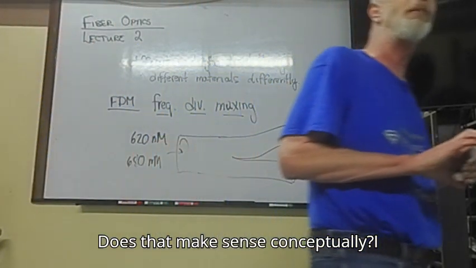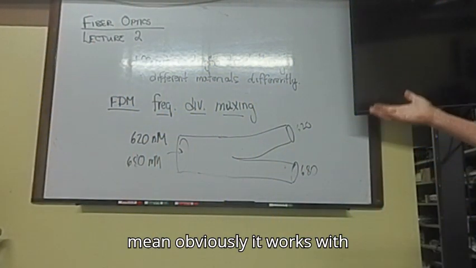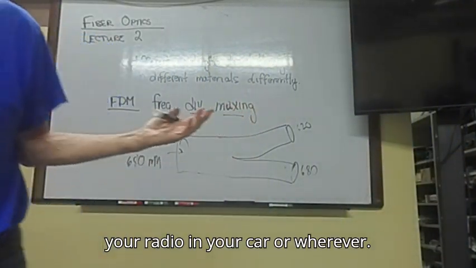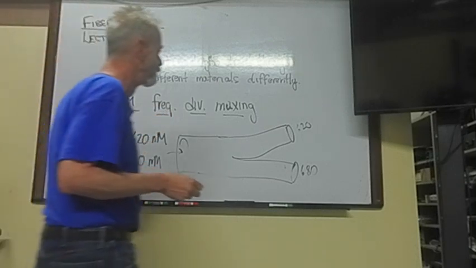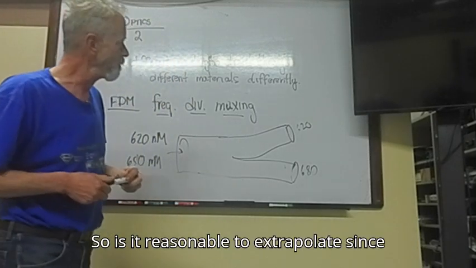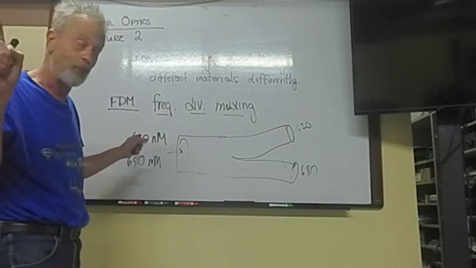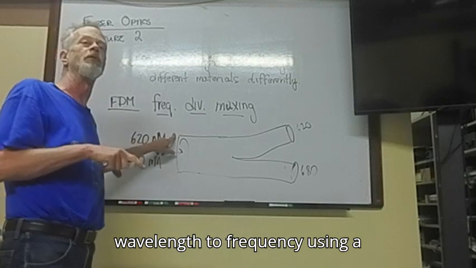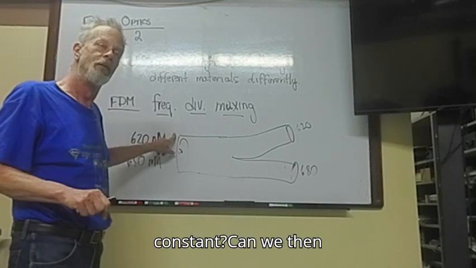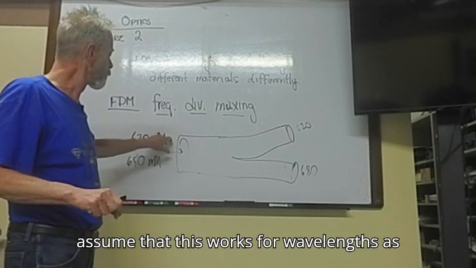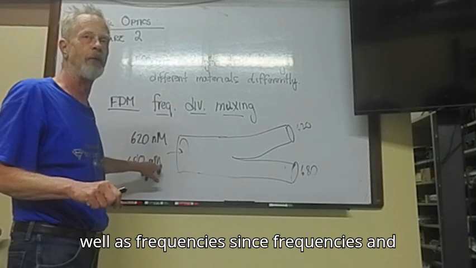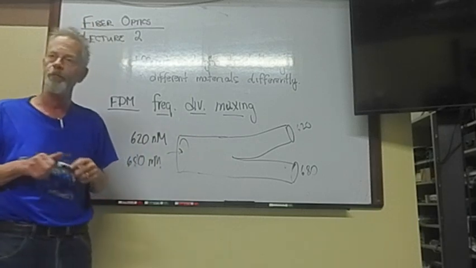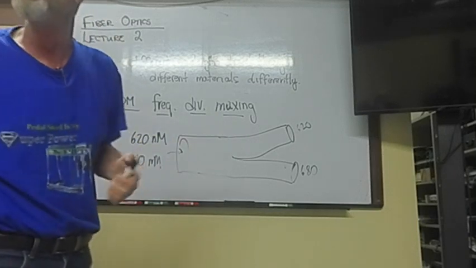Does that make sense conceptually? I mean, obviously it works with your radio in your car or wherever. So is it reasonable to extrapolate, since we can convert wavelength to frequency using a constant? Can we then assume that this works for wavelengths as well as frequencies, since frequencies and wavelengths are somewhat interchangeable? Why not?